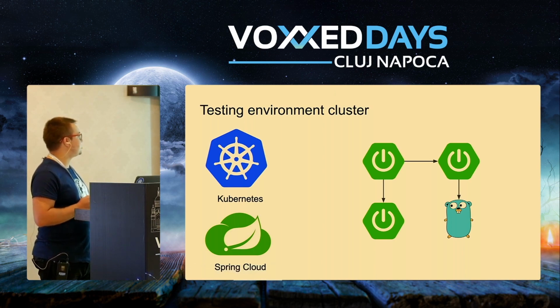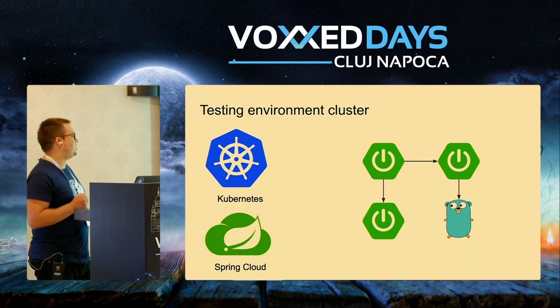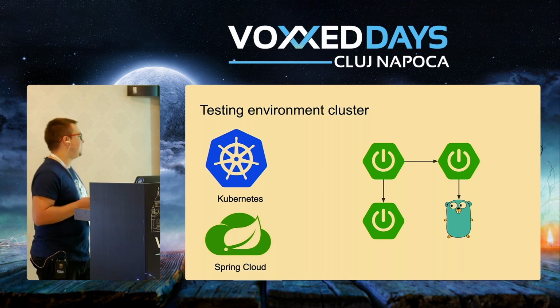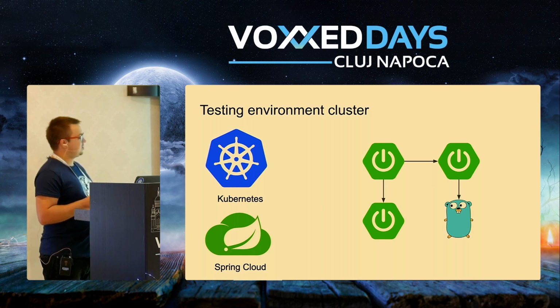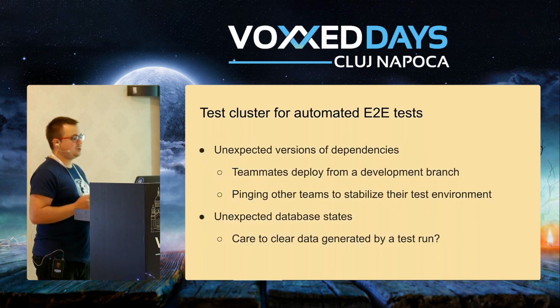imagine you have this test environment cluster. You can run it with Kubernetes, maybe with Spring Cloud, it doesn't really matter right now. You have a couple of services, and they don't all have to be Spring Boot. Some of them can be Go, maybe another one is Scala. So why can't we use this kind of already deployed cluster, deploy a new version of our application, and test against this cluster? Of course we can, but there are certain obstacles and inconveniences we can face when we use this approach.